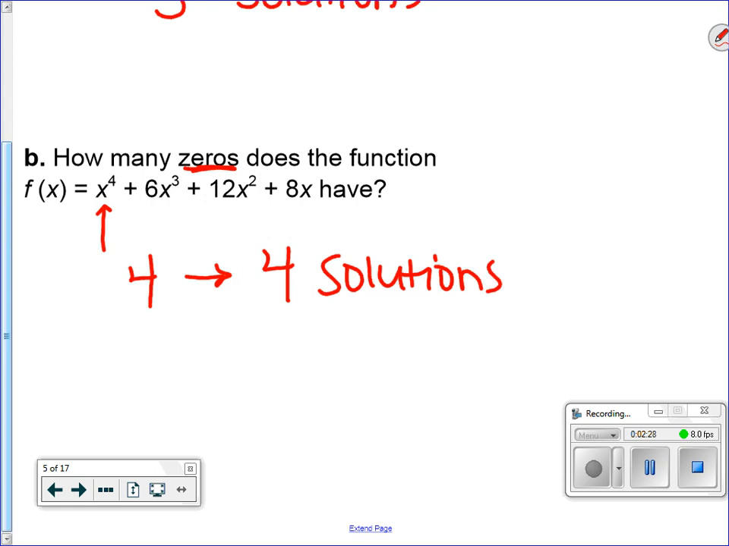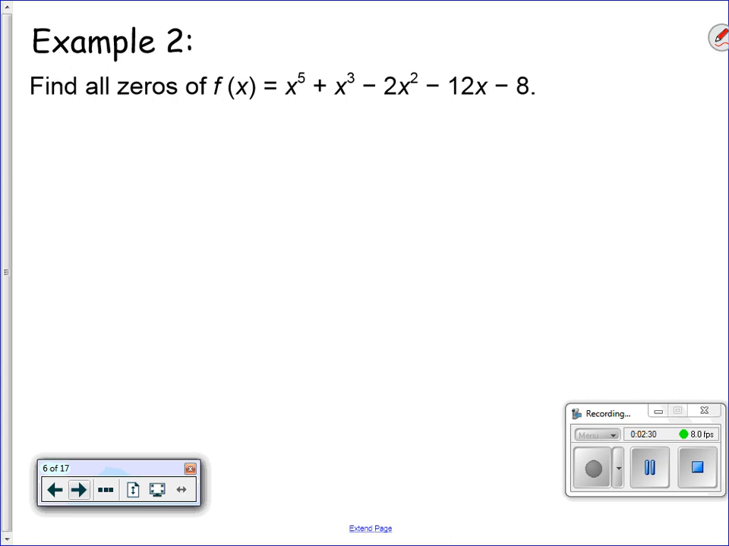Okay, of course it's going to get tougher than that. Example 2 says find all the zeros. So what I want you to do is, first of all, notice that we have x to the 5th. So that means that there's going to be a total of 5 solutions. Now, this doesn't necessarily mean that they're going to have 5 different solutions. Once again, remember, -1 could be a solution twice. 2 could be a solution twice. Also, imaginary numbers could also be a solution as well.